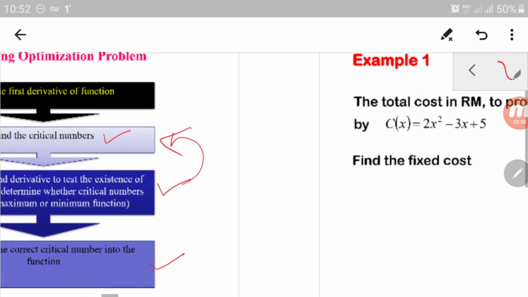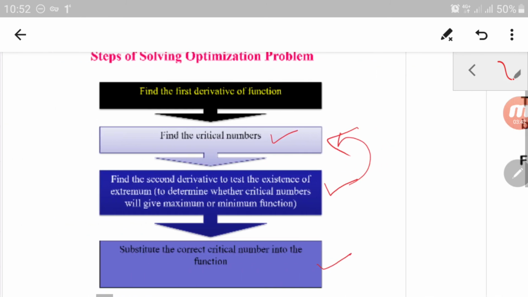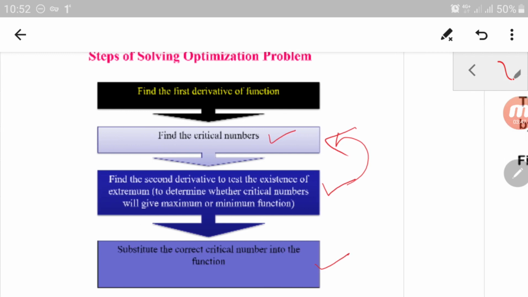I think that's fine. Maybe we can do the example in another video.